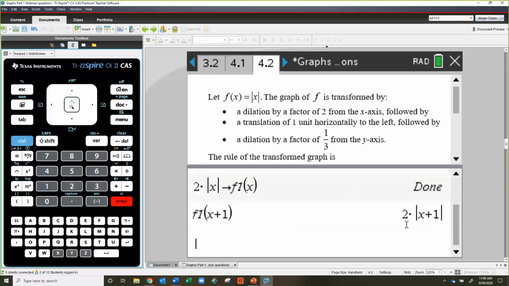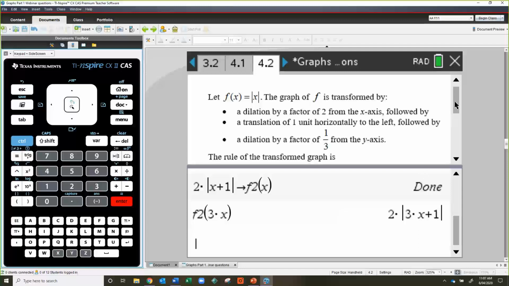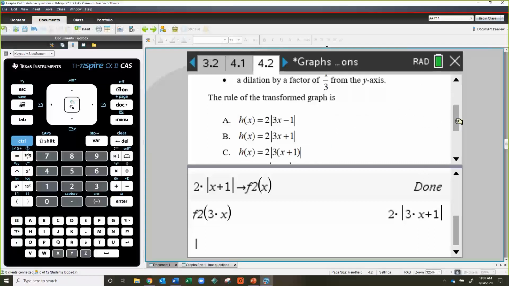And this is the rule for the function after 2 transformations. And again, I will store it as my function f2 in x. So now I'm left with the last dilation, and it's the factor 1/3. That means that x is multiplied times 3. So I take f2 in 3x, and I'm given this answer. So this is the rule after the 3 transformations, 2 modulus 3x plus 1, which is option B.